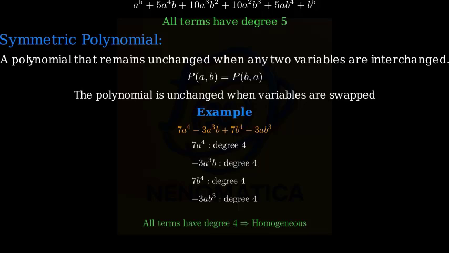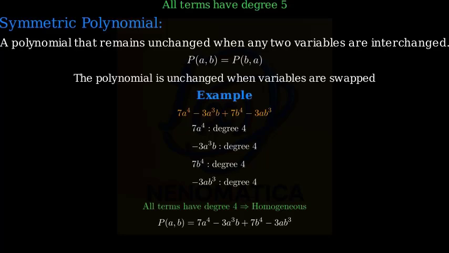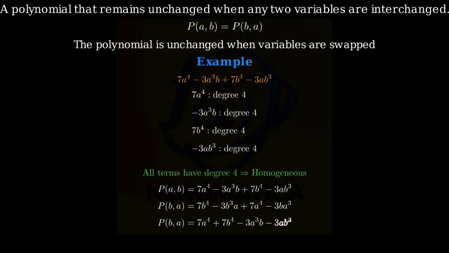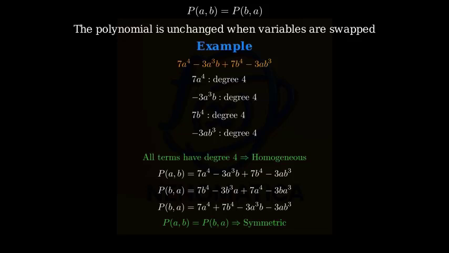Now, let's check if it's symmetric. We need to verify if p of a, b equals p of b, a. So, p of a, b is 7a to the 4th minus 3a cubed b plus 7b to the 4th minus 3ab cubed. When we swap a and b, we get p of b, a, which is 7b to the 4th minus 3b cubed a plus 7a to the 4th minus 3ba cubed. Let's rearrange this to 7a to the 4th plus 7b to the 4th minus 3a cubed b minus 3ab cubed. Comparing p of a, b and p of b, a, we can see that they are equal. Therefore, this polynomial is symmetric.